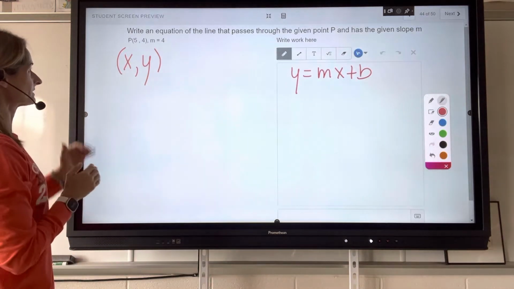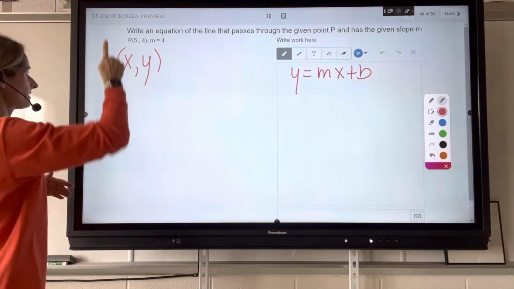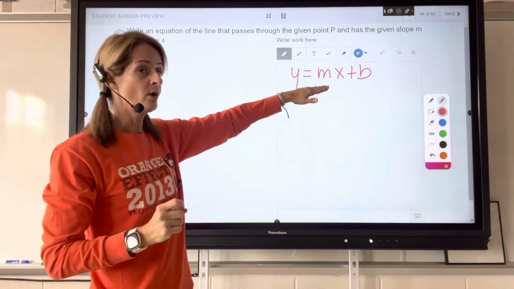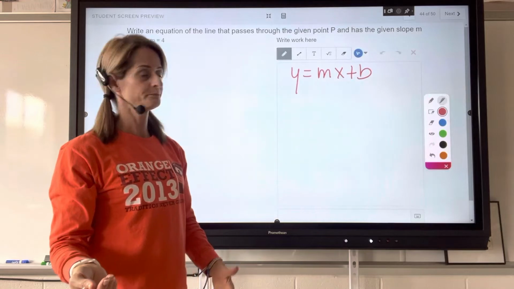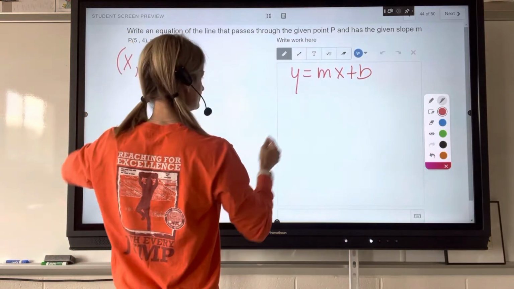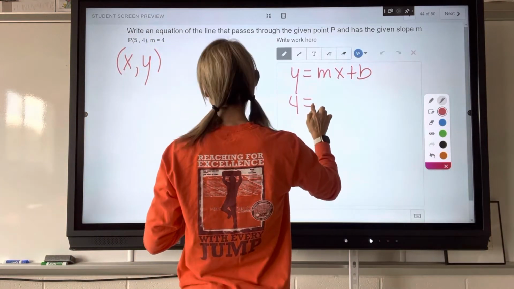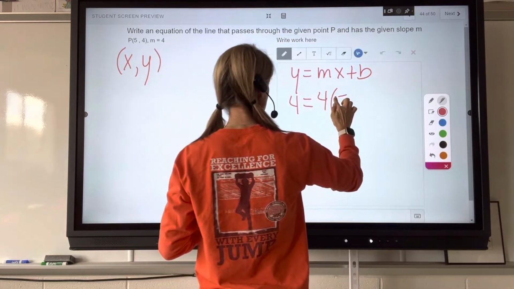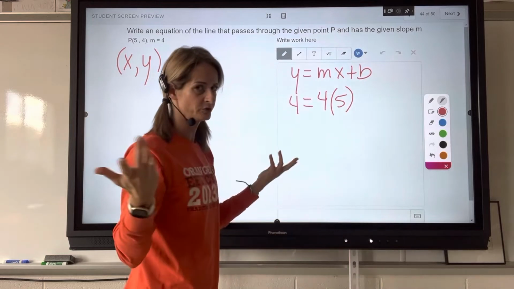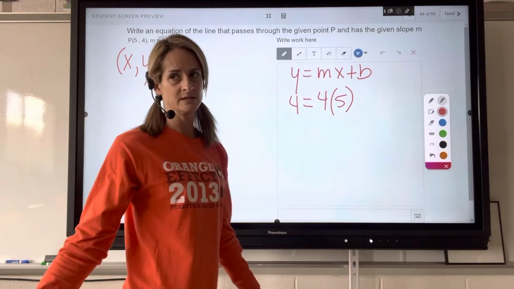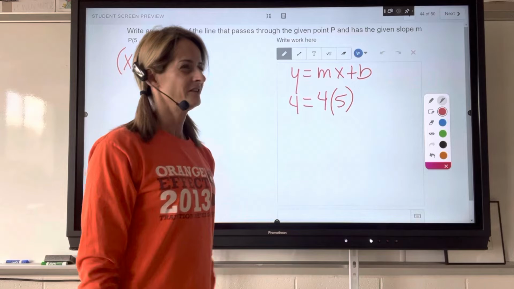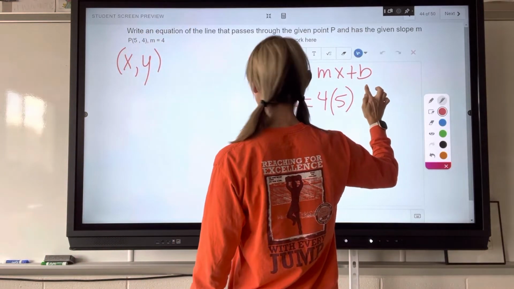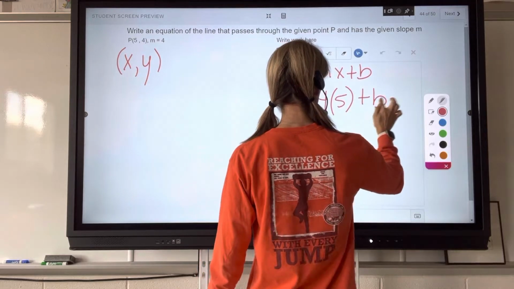So what we're going to do is substitute the 5 in for the x, the 4 in for the y, and then m is 4, and the only variable we won't know will be b, and we'll solve for it. So 4 goes in for y, the m is 4, the x is 5. I'm just going to put parentheses around it so we know it's multiplication. Sometimes I put the parentheses around the m if it's a fraction. Plus b. What's b? We don't know b. Solving for b.